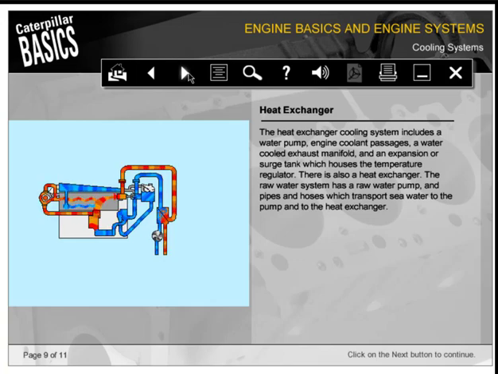The raw water system has a raw water pump and pipes and hoses which transport seawater to the pump and to the heat exchanger. The heat exchanger is basically a hollow box filled with tubes. Engine coolant flows through the tubes. The tubes are surrounded by seawater. The seawater absorbs the heat from the coolant.